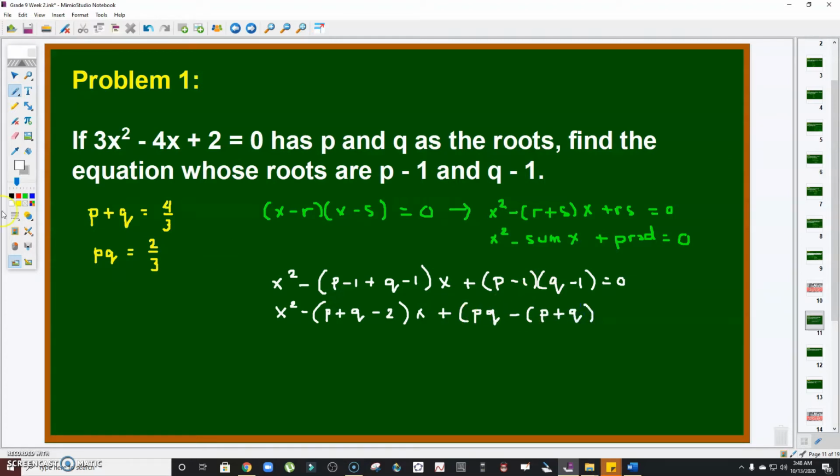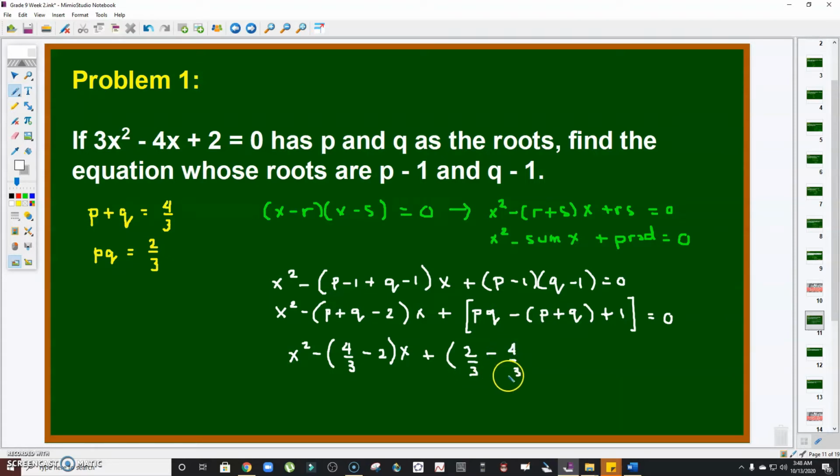See that? Let me erase this. It should be a bracket. Plus 1, there's a plus 1 there. Equals 0. There you go. Now take note, we already have p plus q, then p times q. It's easy now, so let's just be careful. So that is x squared minus, p plus q is 4/3, minus 2, x plus, pq is 2/3. Since p plus q is 4/3, so minus 4/3.